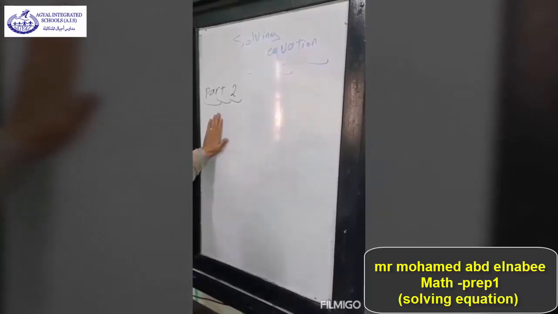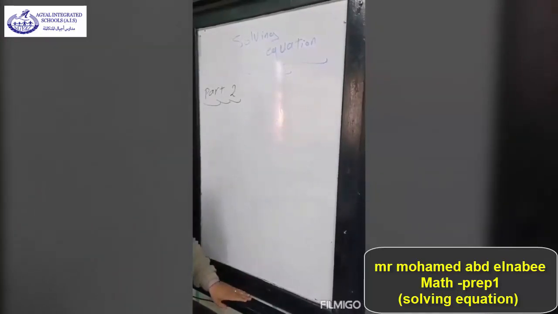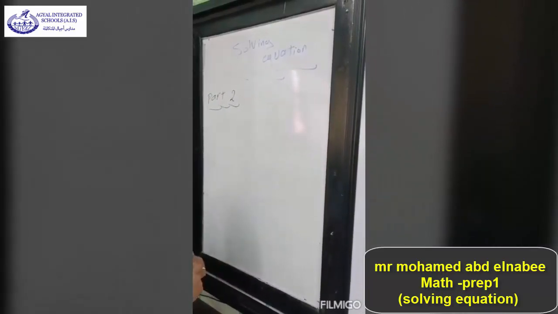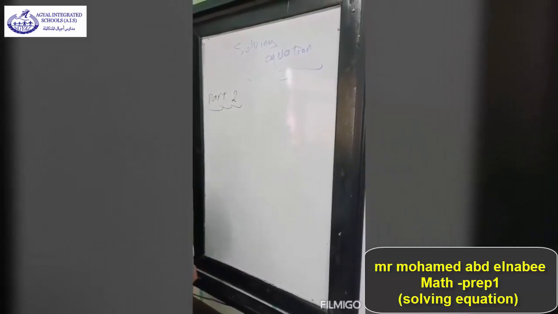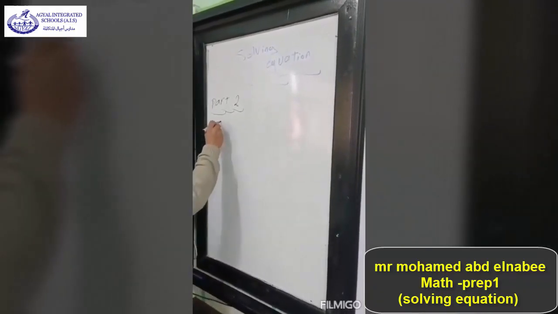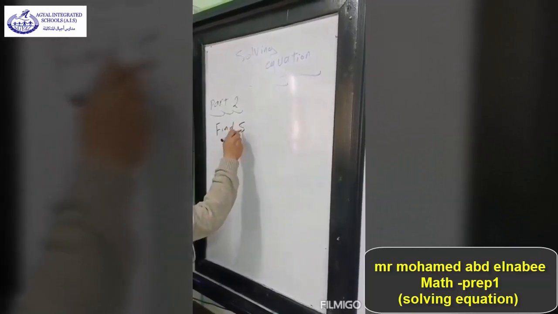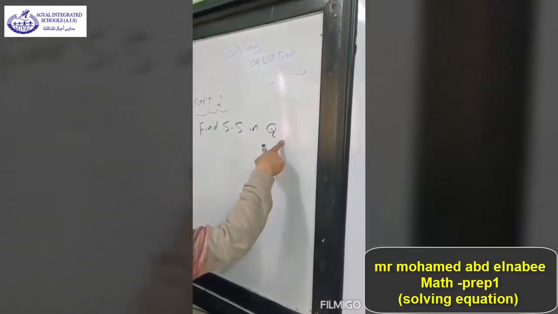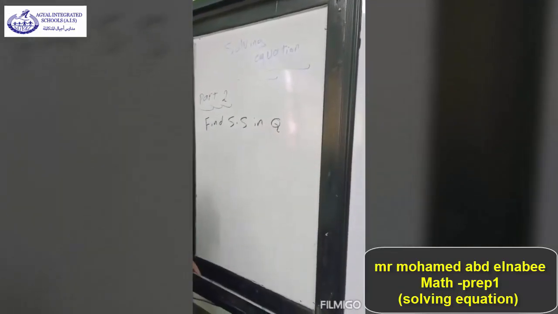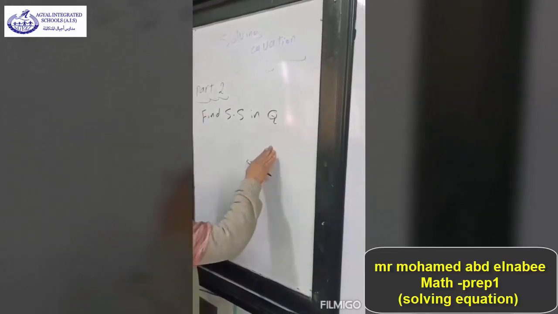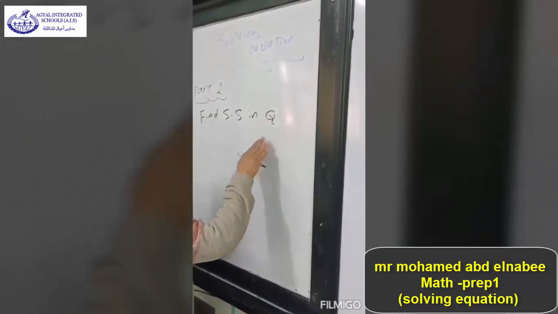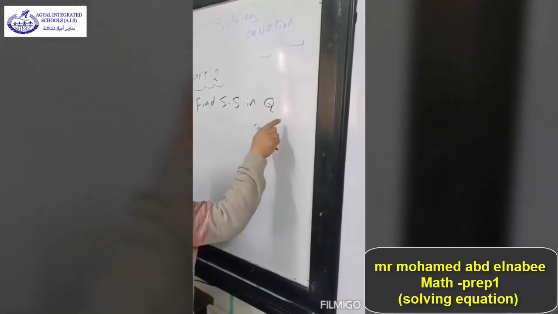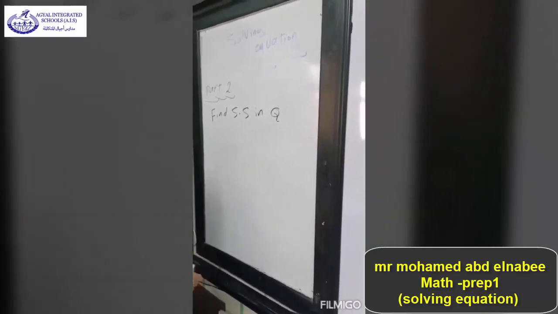Now, we take the second part. What should we study in the second part? We say at the end of the first part, N is a subset of Z, a subset of Q. Now, if they say find S in Q, find the set of solution in Q. We know Q is the set of rational numbers which contains all numbers: positive, negative, fractions. The only exception we can't use in Q now is the numbers which have the square root.